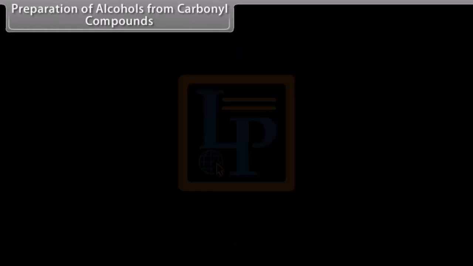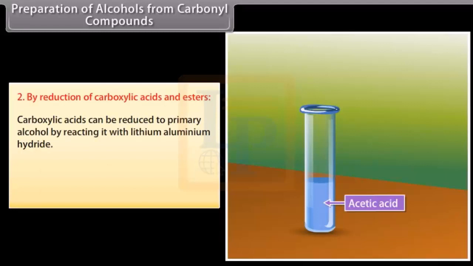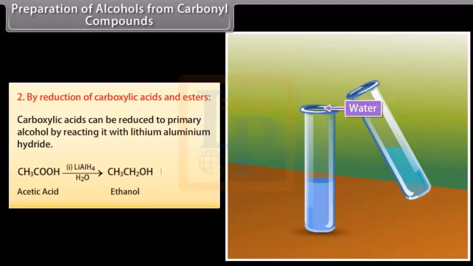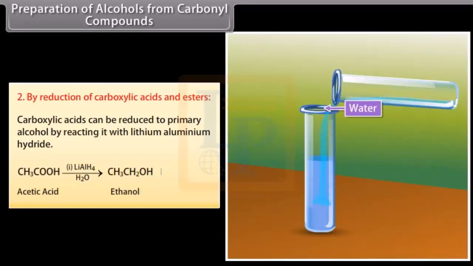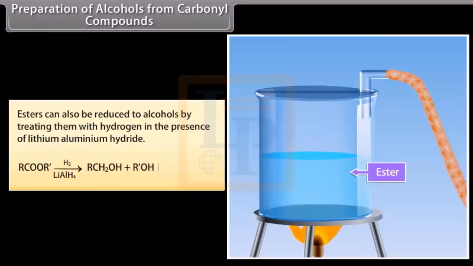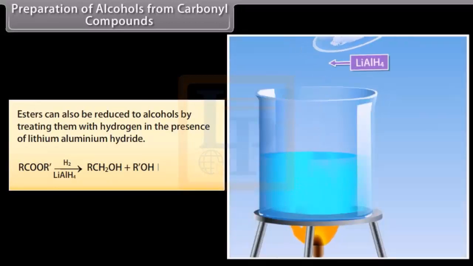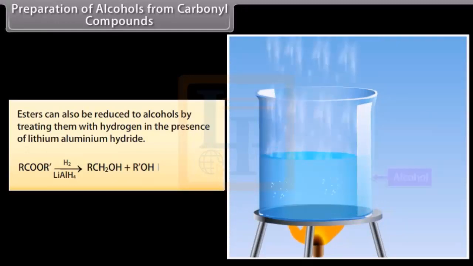From carbonyl compounds. By reduction of carboxylic acids and esters. Carboxylic acids can be reduced to primary alcohol by reacting them with lithium aluminium hydride. Acetic acid reacts with lithium aluminium hydride, followed by water, which forms ethanol. Esters can also be reduced to alcohols by treating them with hydrogen in the presence of lithium aluminium hydride. On treating esters with hydrogen in the presence of lithium aluminium hydride, it forms alcohol.